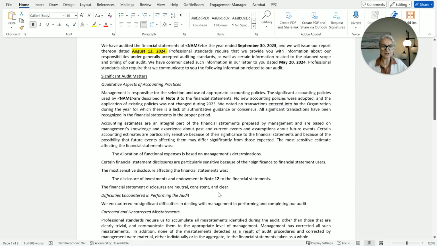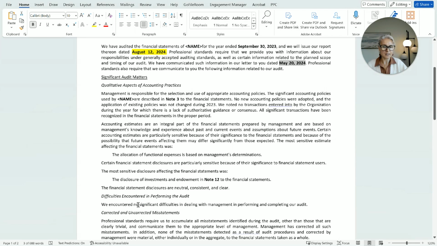We're also presenting to the board that we did not encounter any significant difficulties dealing with the management. If the auditor encounters any significant difficulties talking to the management, obtaining information, and so forth, this would be presented in here.